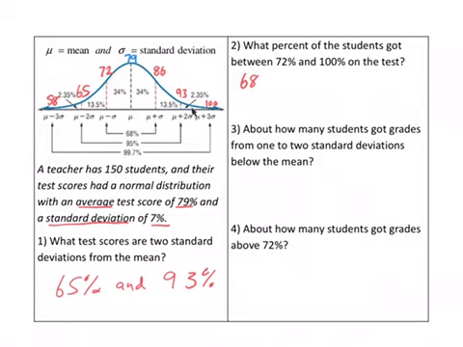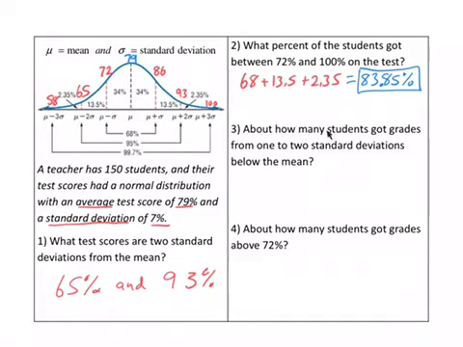Then I'm going to add this, and that'll get us to 100% on the score. So 68 plus 13.5 plus 2.35. When you add up all that, that tells you that 83.85% of the scores are between 72 and 100%, which is almost about 84%, might be a C or better. Pretty good scores.